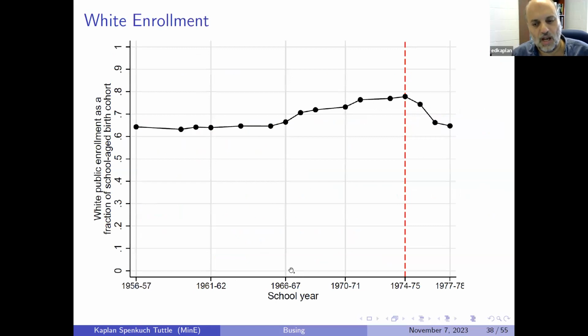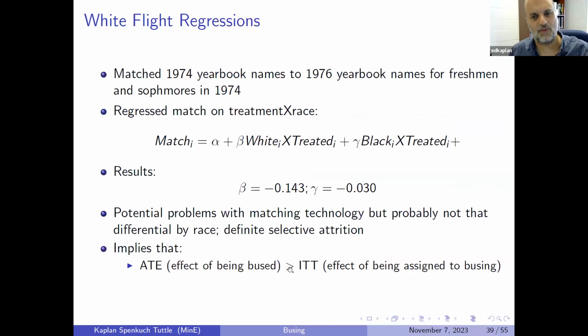So actually, in the interest of time, we have 3 minutes left, I'm going to skip over this. We do look at whether or not you differentially left the system by looking at the 1976 yearbooks and matching. And we find that you are 14% more likely to have left the system or to not match in 1976 if you were slotted to be bused because of the first letter in your last name.